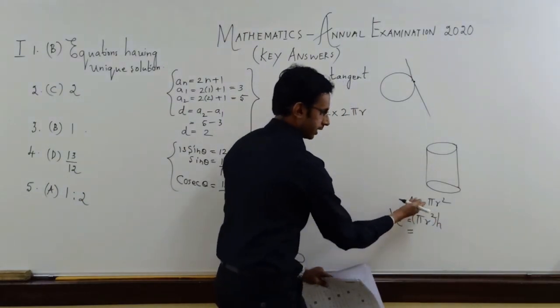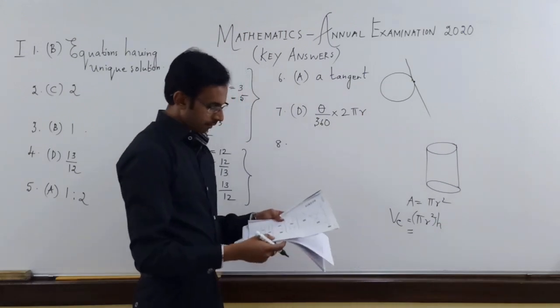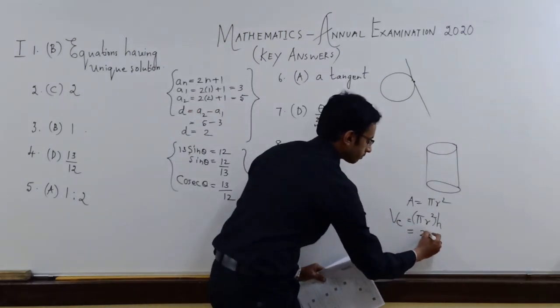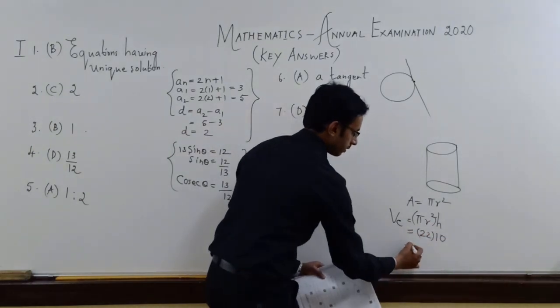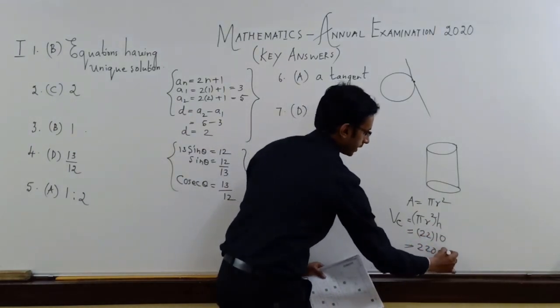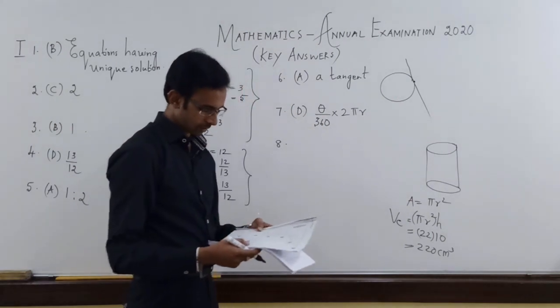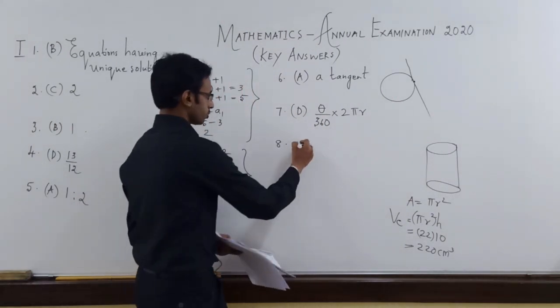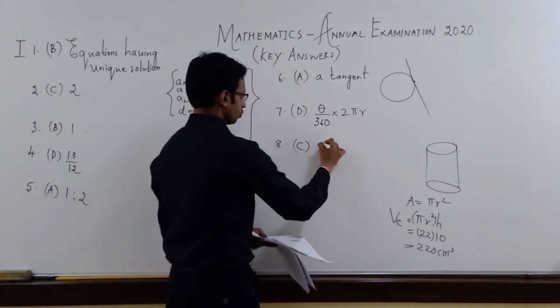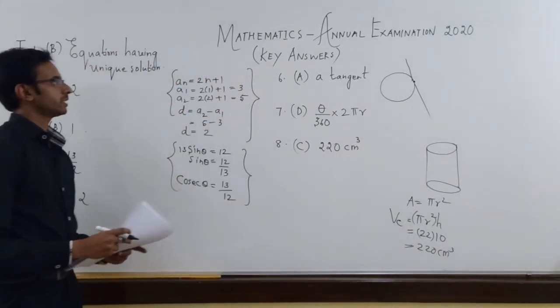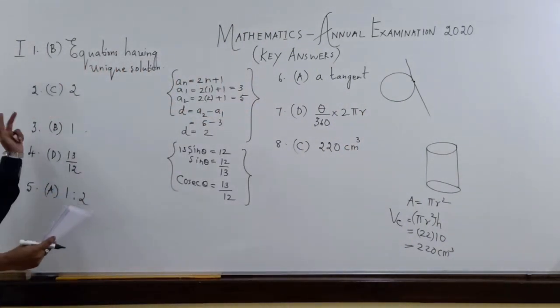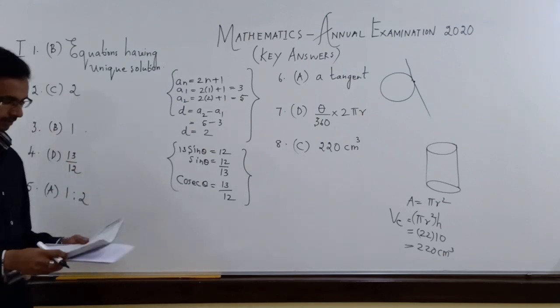Pi r square is nothing but the area of the circle, which is given as 22 centimeter, and height is given as 10 centimeter. So when you multiply, you get 220 centimeter cube. Volume of a cylinder should be 220. So this is option C, 220 centimeter cube. So by this way, the first 8 MCQs are these. Hope you have answered them correctly, and very straightforward ones.